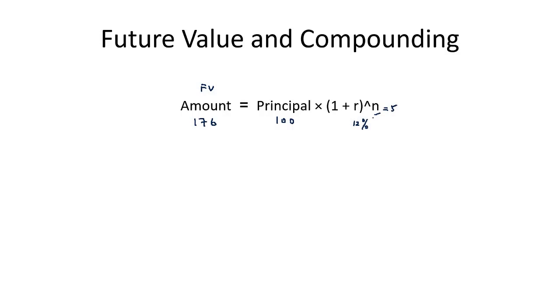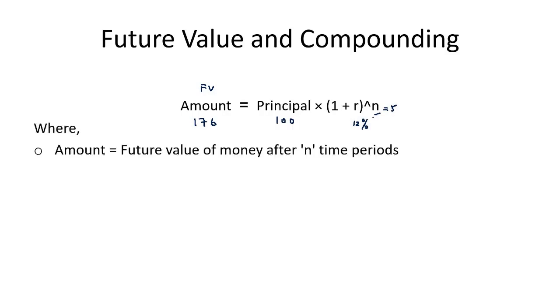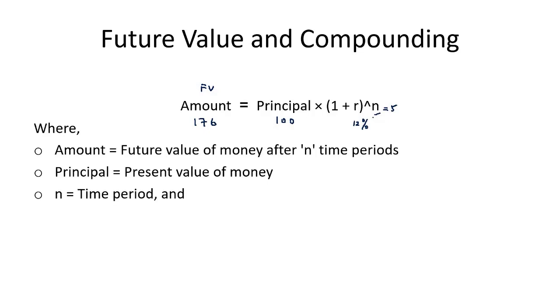So let's see what all this denotes. Amount is basically the future value of money after N time periods. In our case, it was 5 years. Principal is the present value of money, the 100 rupees. N is the time period, which is 5 years. And R is the rate of interest for 1 unit of time period. So R in our case was 12%.